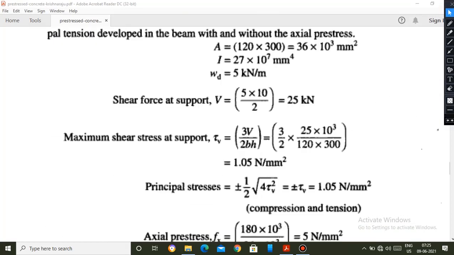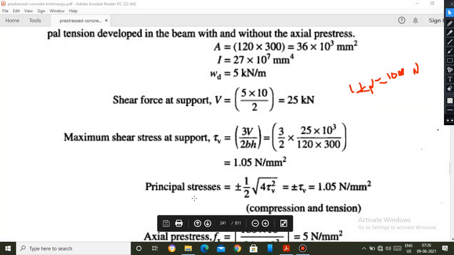We already know the parameters, where 1 kilonewton equals 1000 newtons. That means 3 by 2 into 25 into 10 to the power of 3, divided by 2 into B, the width of the section 120, and D, the depth of the section 300 mm. That means the maximum shear stress at the support, tau V, equals 1.05 Newton per mm square. This is the value we take for this pre-stressed concrete member.